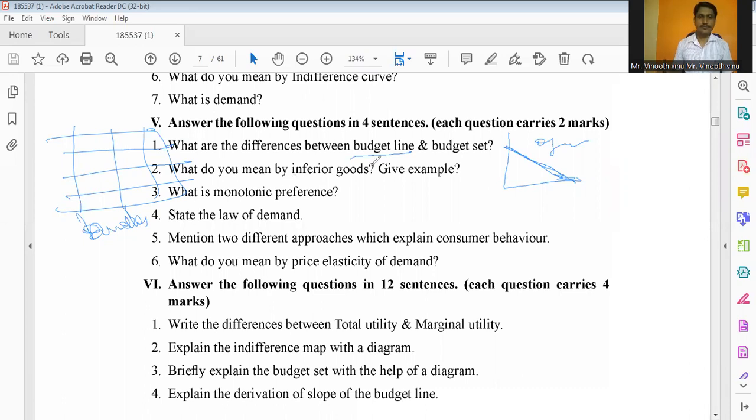Next. What do you mean by inferior goods? If income increases, the demand for those goods decreases. They are called inferior goods. Navne, ragi, etc. Important.